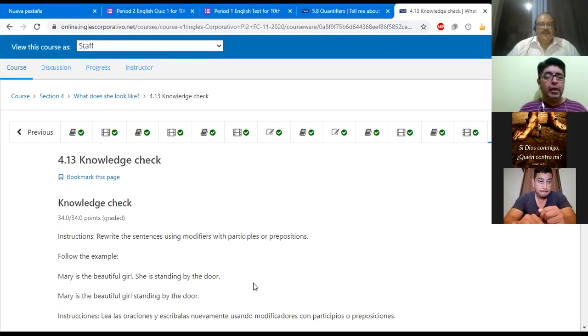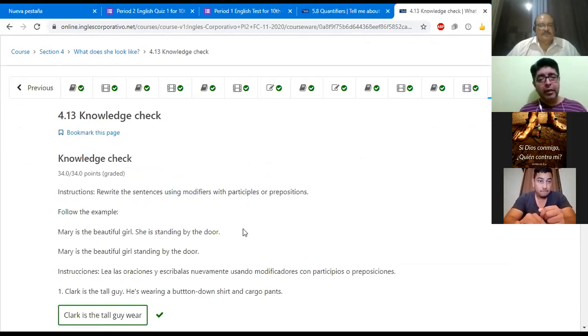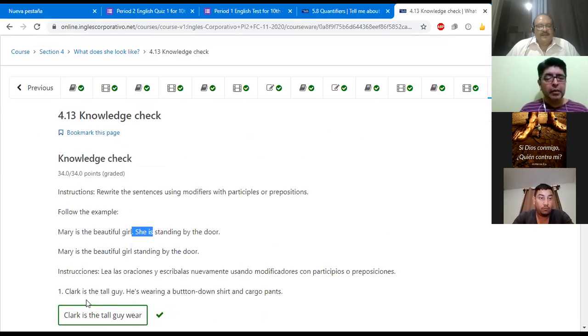What seems to be the problem? I don't remember the examples in construction for the sentences. Ah, okay. It says, for example, rewrite a sentence is missing. Here's the example. You only omit she is. Look at the other two. Then you omit the period. This one is Mary is the beautiful girl standing by the door. Only. Yes. Then here you said Clark is the tall guy wearing a button-down shirt and cargo pants.